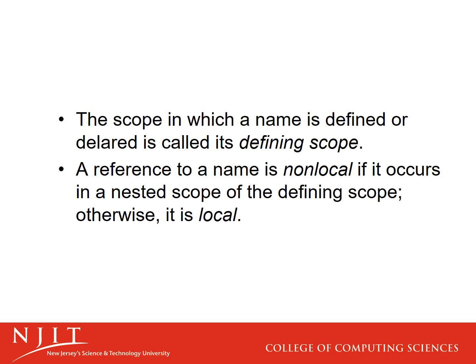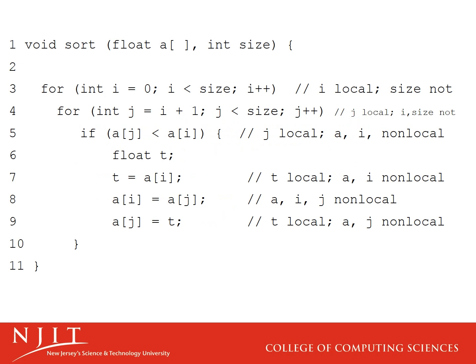So let's give you an example here. This is a short little program, 10 lines of code. And there's a whole bunch of things going on here, right? There's a function, and there's a for loop that begins at line 3, and there's a for loop that begins at line 4, and there's an if statement that begins at line 5. Now, let's just look at it from the inside out.